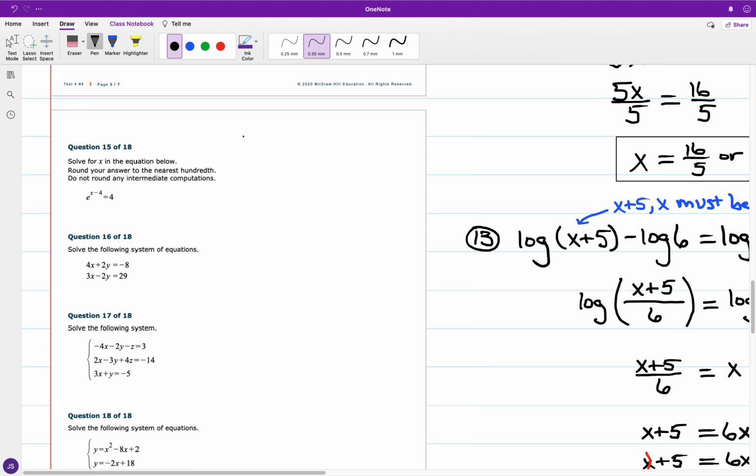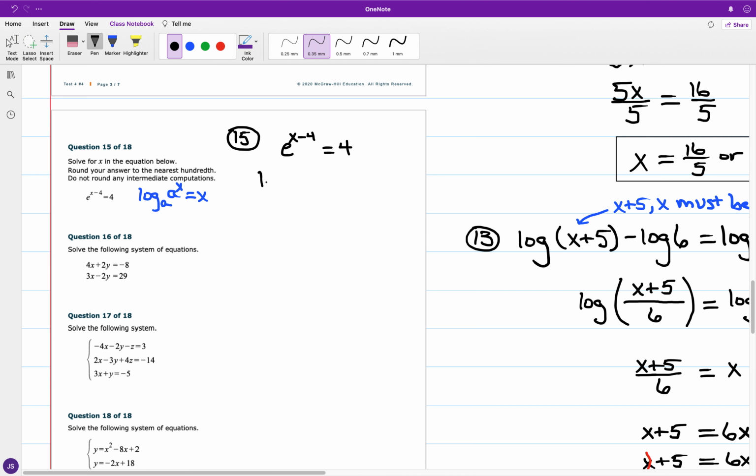So for number 15, you have e to the x minus 4 is equal to 4. And again, just kind of shifting gears, you're going to have a base a logarithm of a to the x is equal to x. For what we have in the case of this problem, I can go from e to the x minus 4 to just x minus 4.